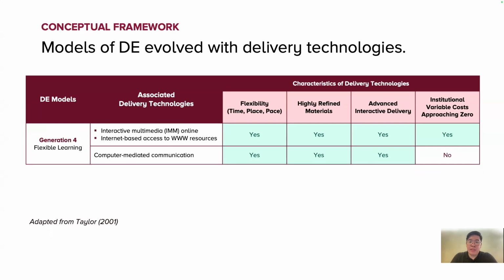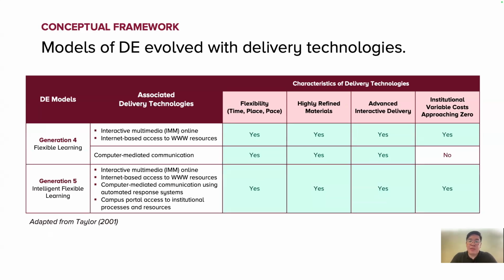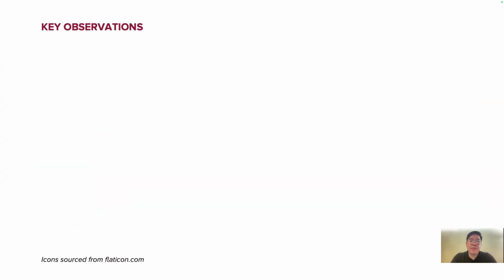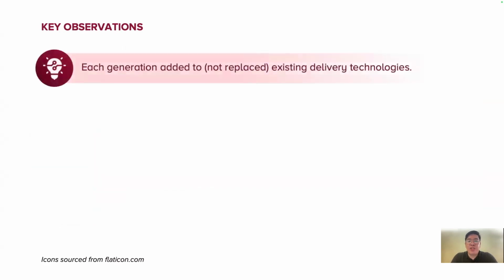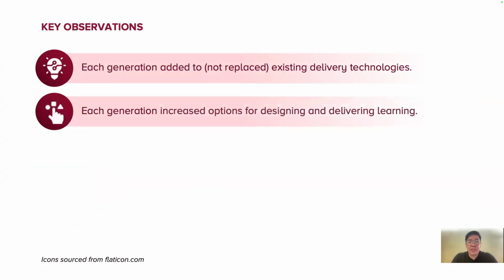The flexible learning model leveraged the internet to deliver learning online, enabling institutions to reduce additional costs as students increase. The intelligent flexible learning model builds on internet-based delivery with automated response systems and intelligent object databases to deliver personalized learning experiences with significant economies of scale. Connecting these DE generations to real life, we can easily observe that each generation introduced additional delivery technologies that can be used for DE. Teachers and institutions then have more options to choose from in designing and delivering learning experiences across levels: module, course, program, and institution.